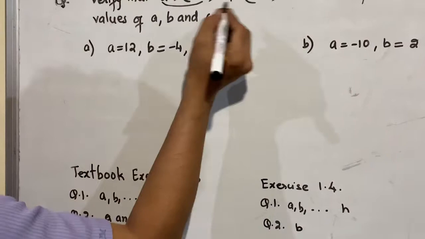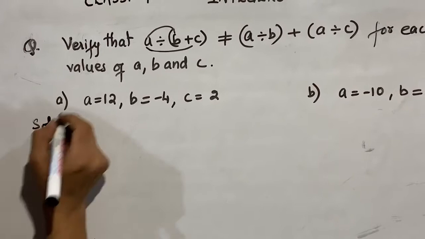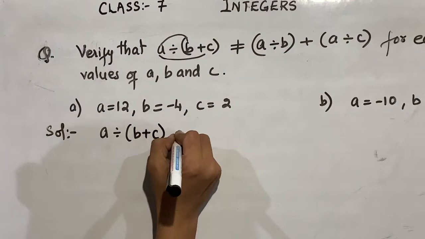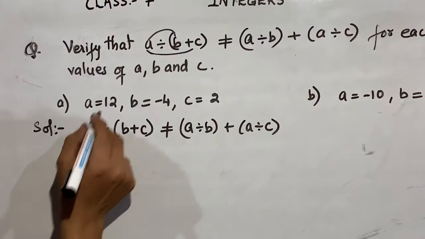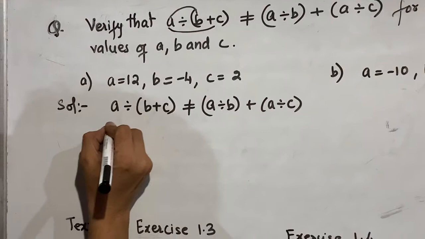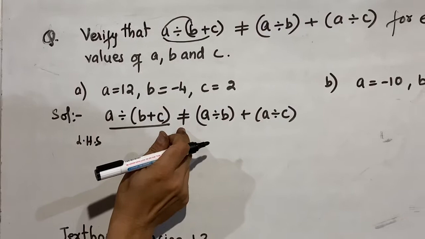Let us take this one solution. A divided by B plus C, we should show that this is not equal to A divided by B plus A divided by C. So for the example, what is the value of A? Take the value of A as 12. Let us check the left hand side, substituting the values.